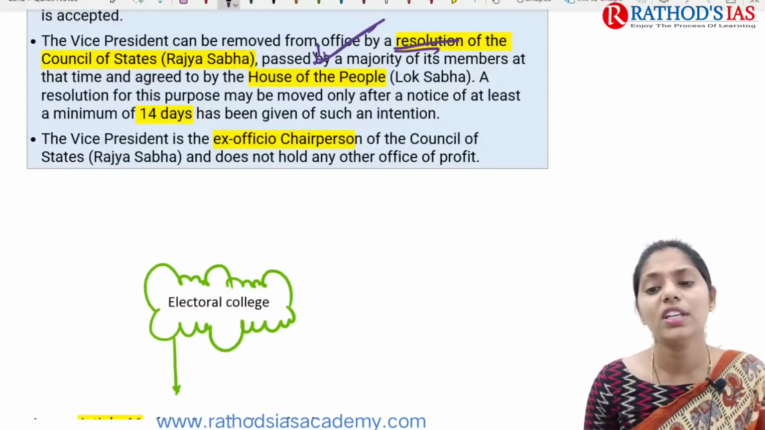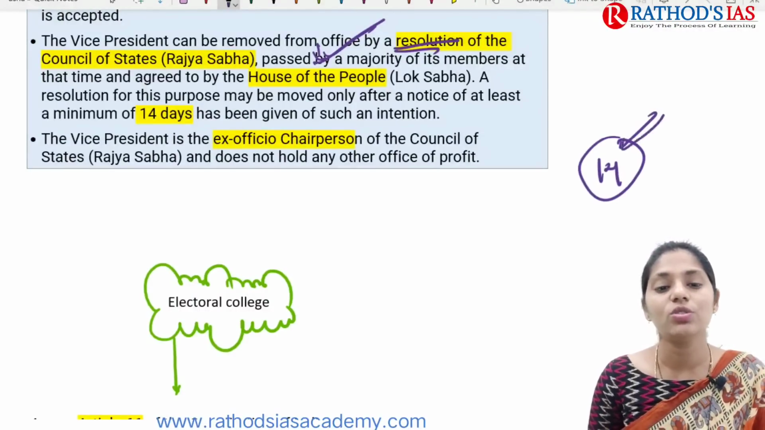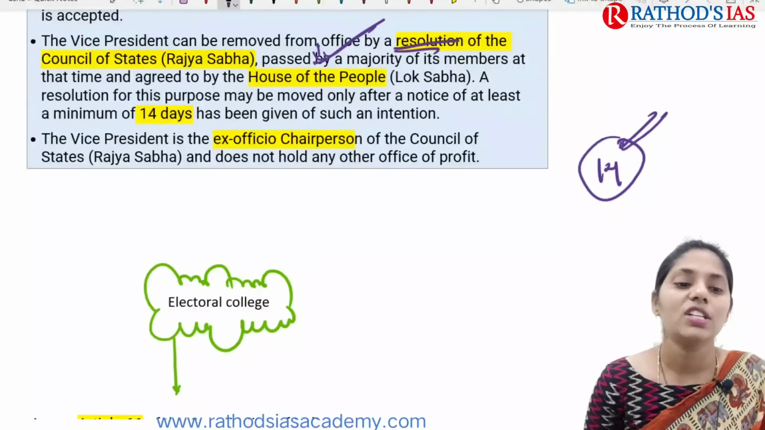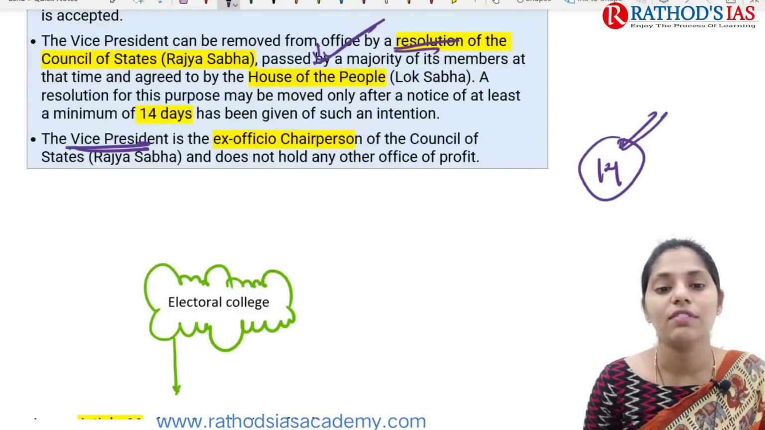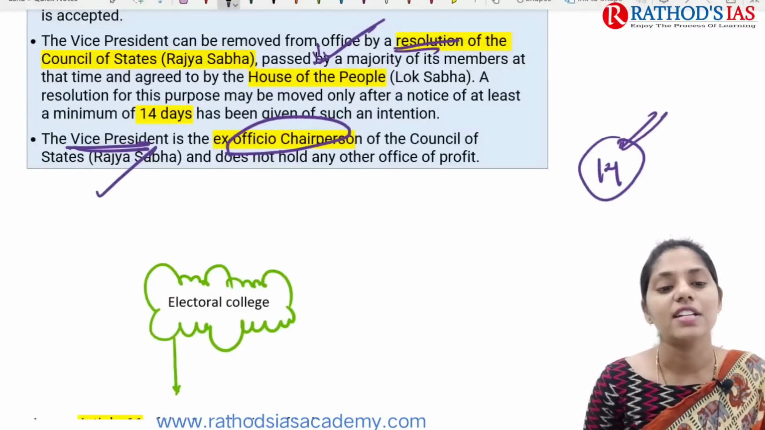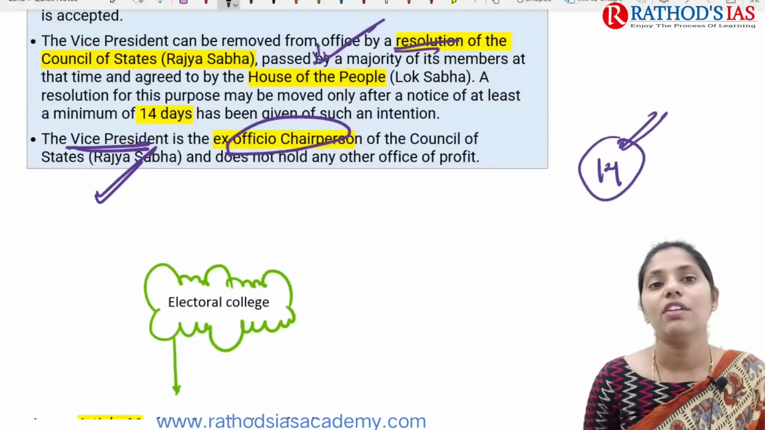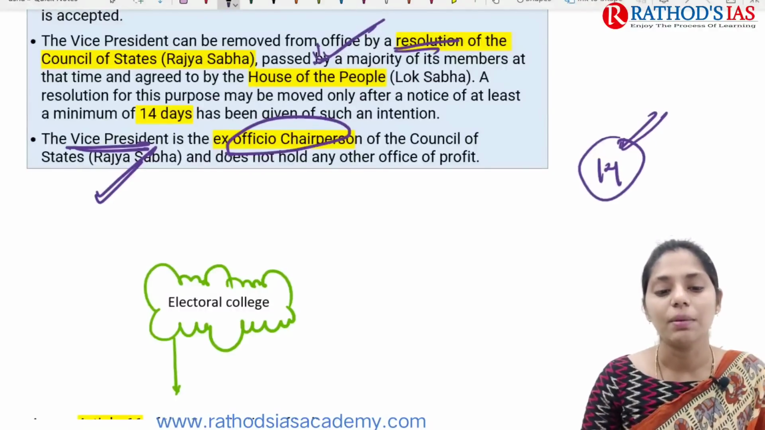And one more thing here is that 14 days before, we need to give some intention, or some submission. And next one here is that the vice president is ex officio chairperson of Rajya Sabha. So whoever the person may be, he will become the ex officio chairman of this Rajya Sabha.